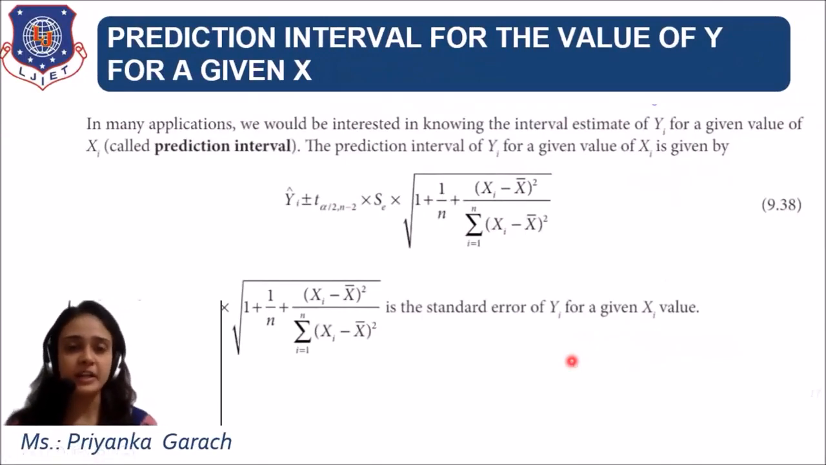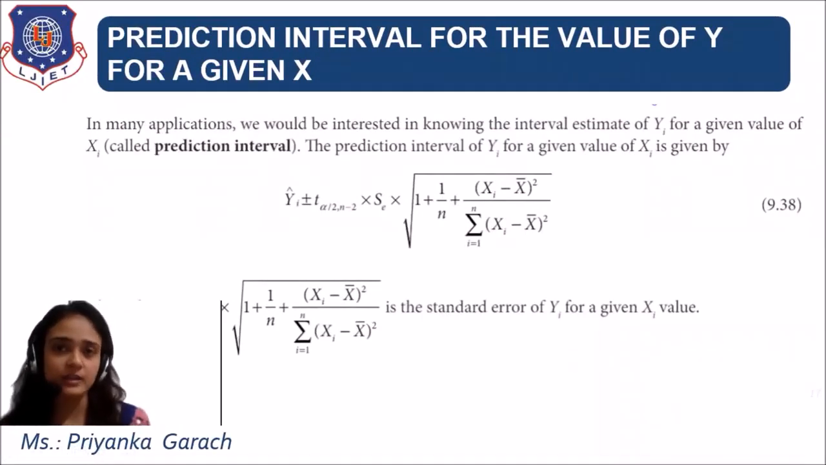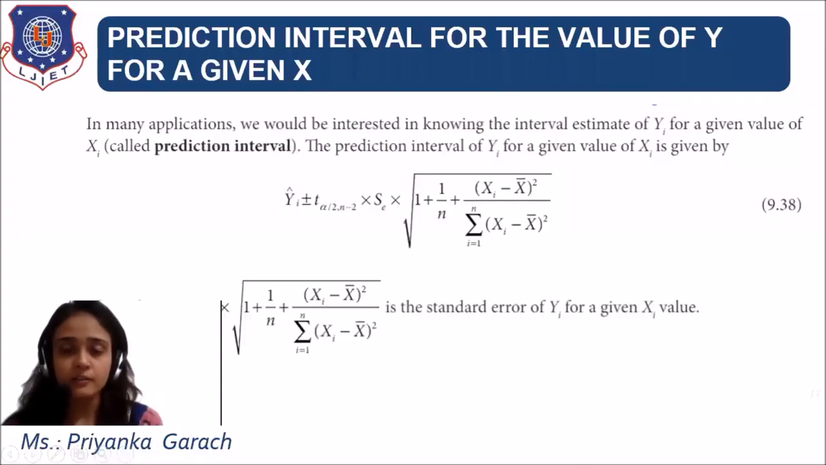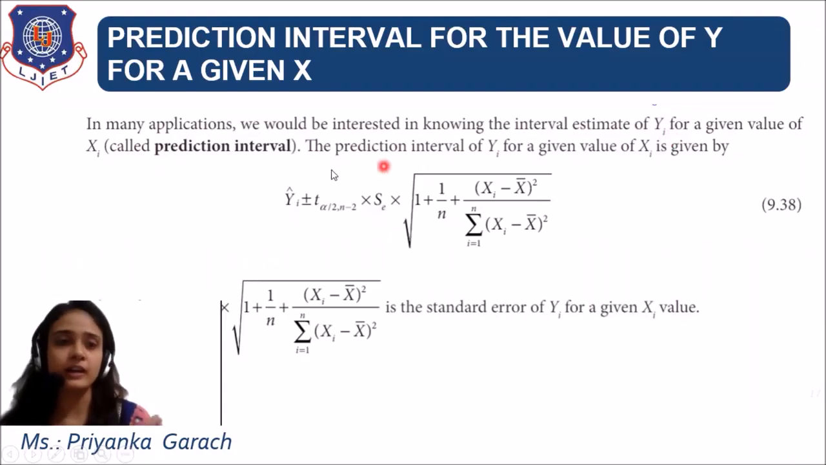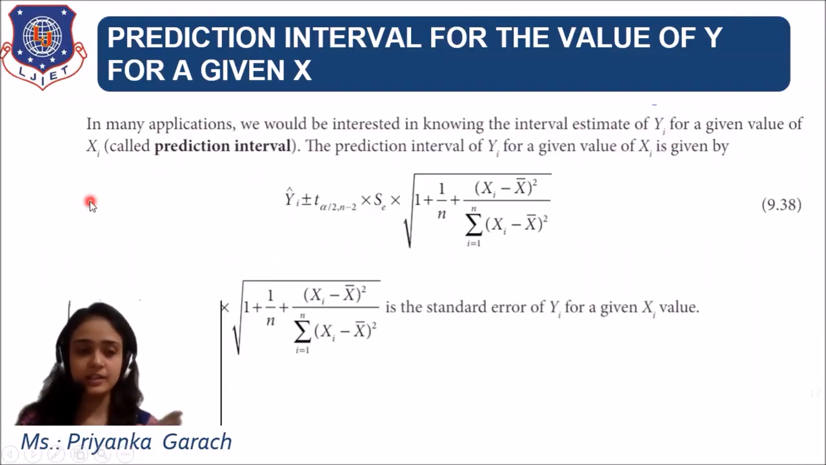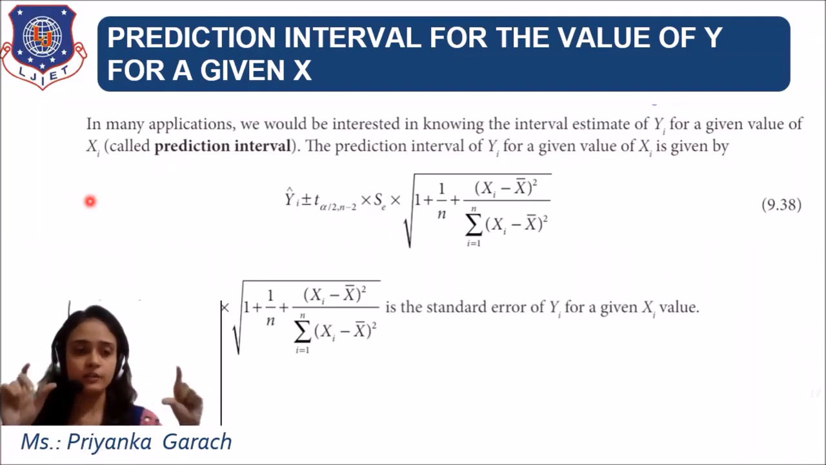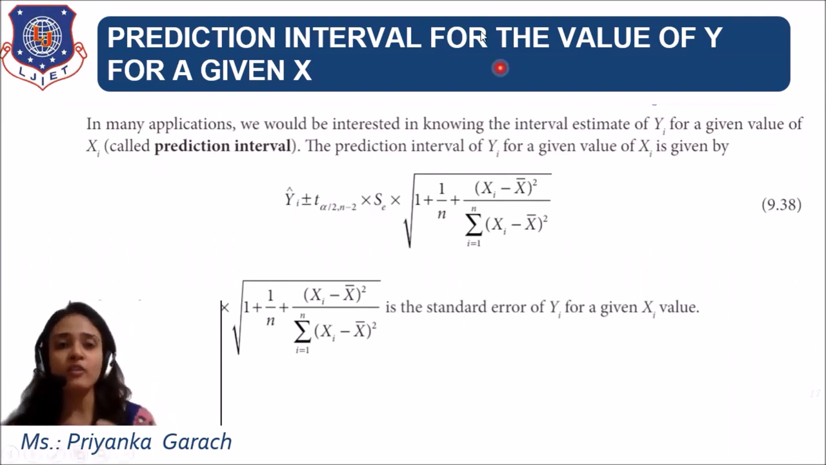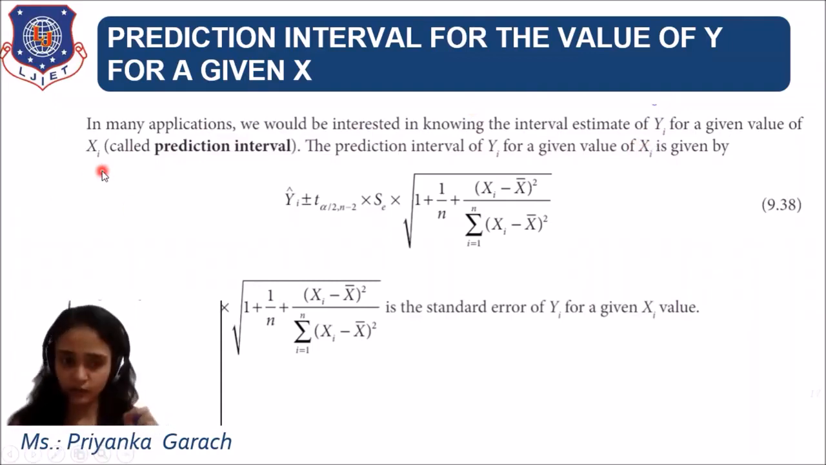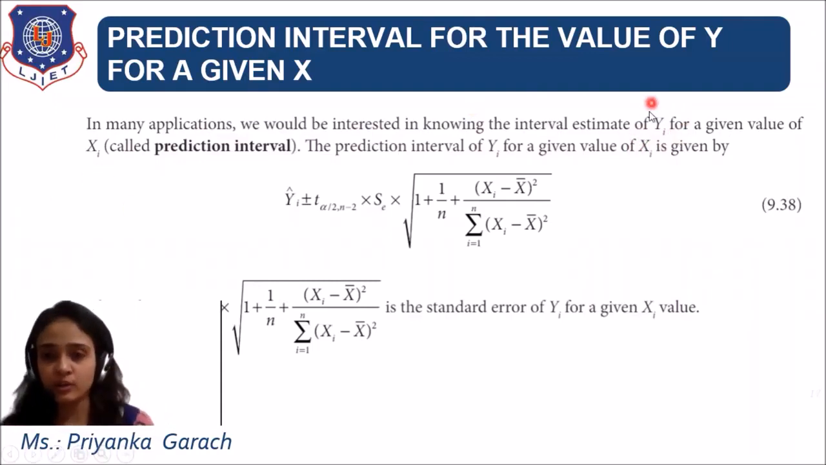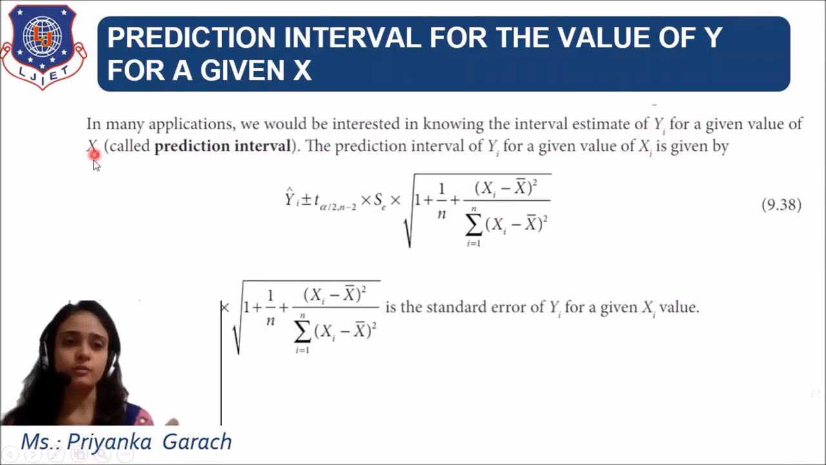Now the next one is the prediction interval. The prediction interval is somewhat different from the confidence interval. Over here we are predicting the value of the yi for a given value of xi. How is this prediction interval different from the confidence interval? In the confidence interval we are telling the range in which my complete data points will lie. Over here in the prediction interval, we are predicting a particular value of y for a given value of x. So in which range will my particular value y fall for my particular value of x? That is called the prediction interval.